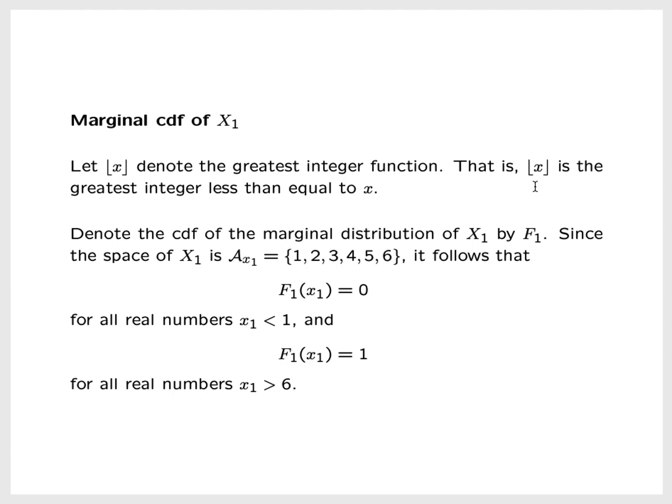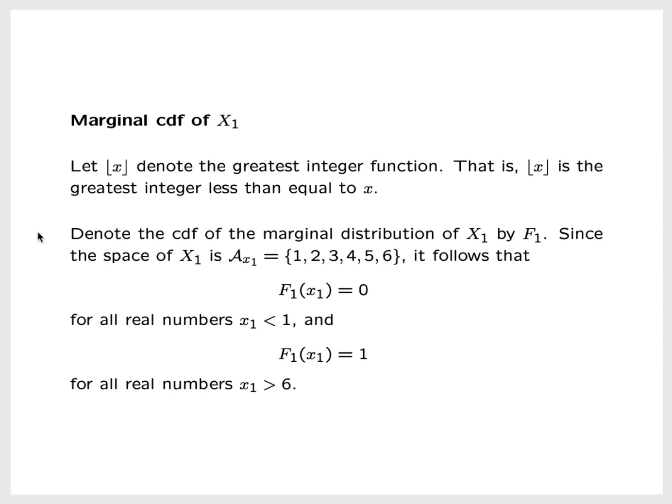or equal to 3.5. Evaluated at 4.2, the greatest integer less than or equal to 4.2 is 4, and so it evaluates to 4. If we evaluate it at 5, then the greatest integer less than or equal to 5 is 5. All right, and so that's what that would evaluate to. So with that in mind, let's derive the marginal CDF of x1.